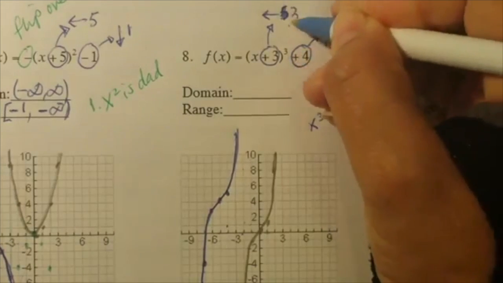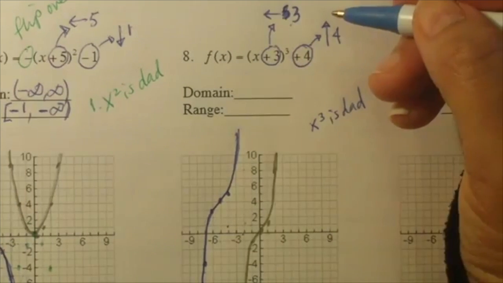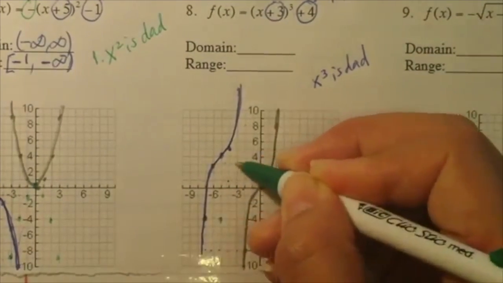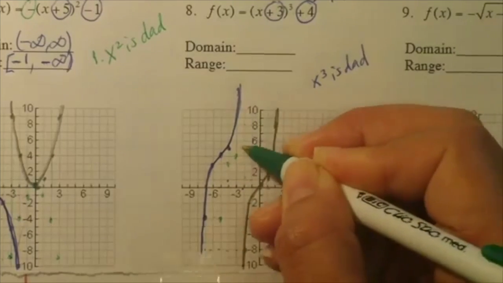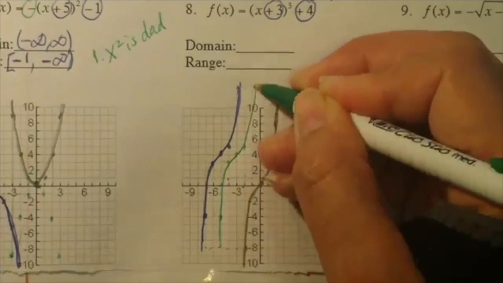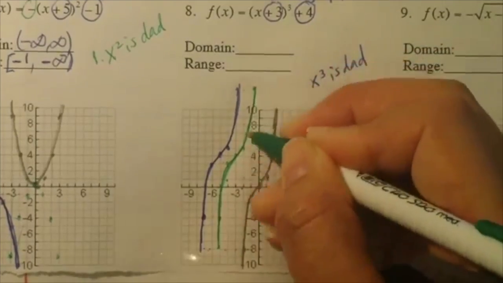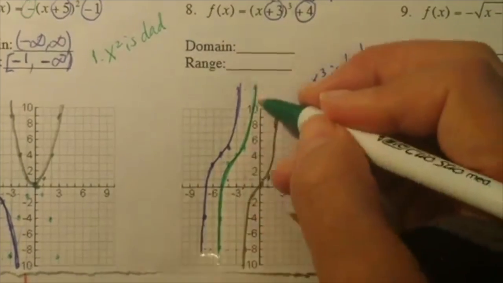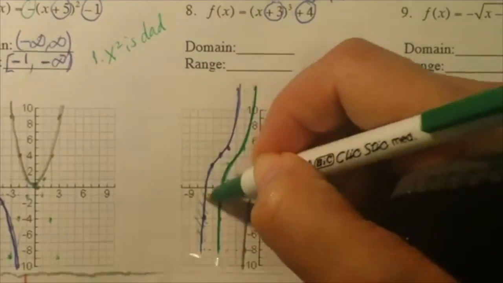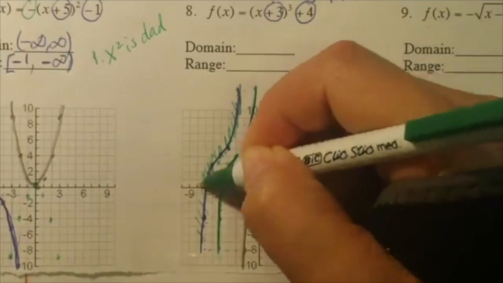So I'm going to go ahead and correct it right now, which means if I went 5 over, I did too much. So I'm just going to move it over 2. Each point over 2. And that should be the one that you have graphed. So again, it was left 3 and up 4. It should be the one in green, not the one in blue. This is a listening check. Put a box around x cubed is dad.